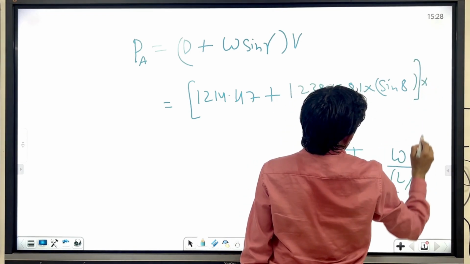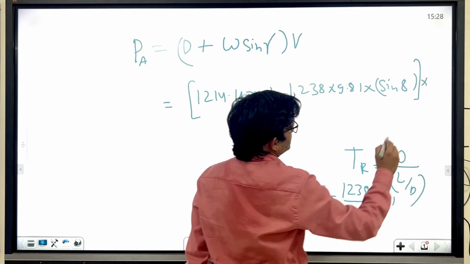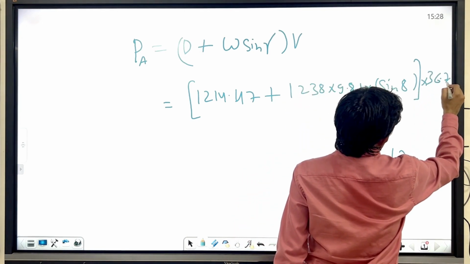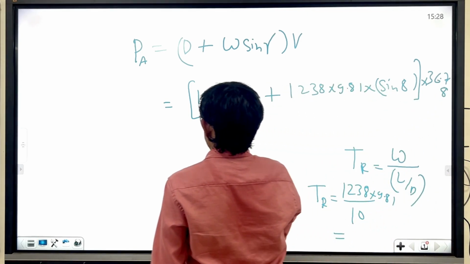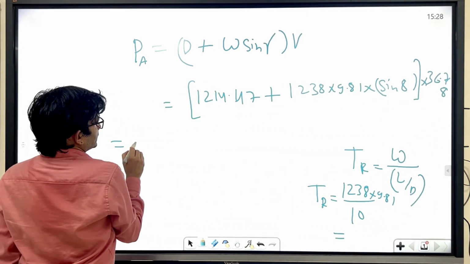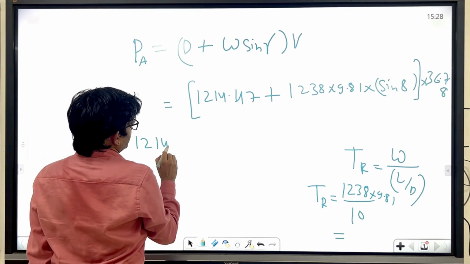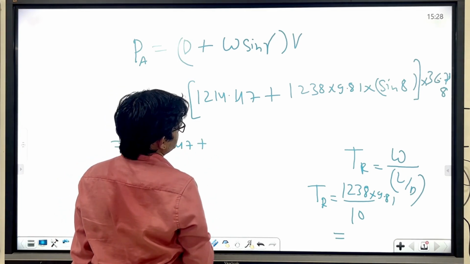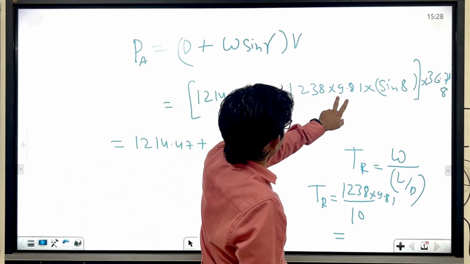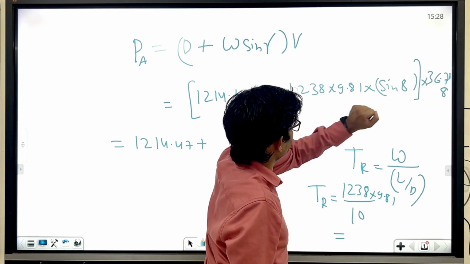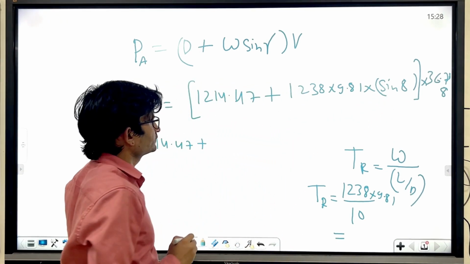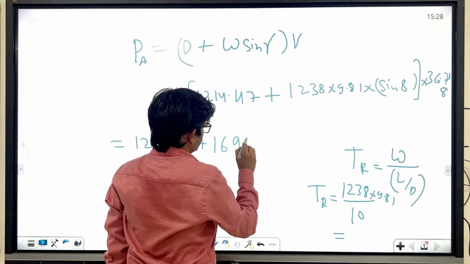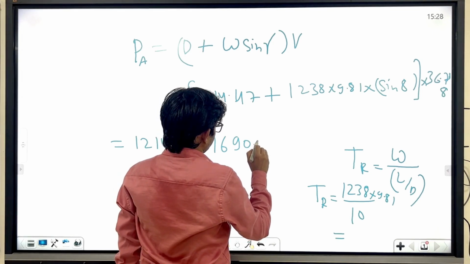What is velocity? 30? 1214.47 plus, what is this value? 1238 into 9.81 into sine 8 degree. Total value is how much? 1690.22.